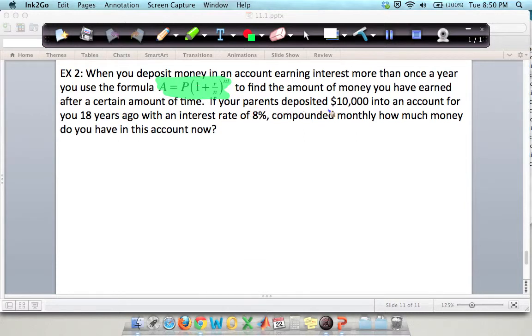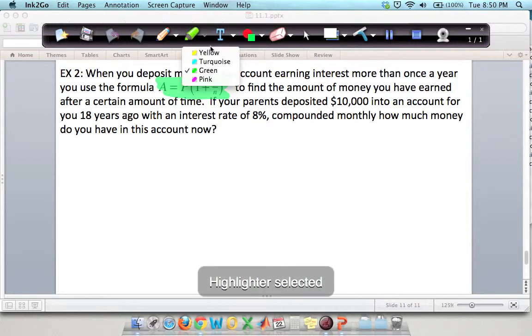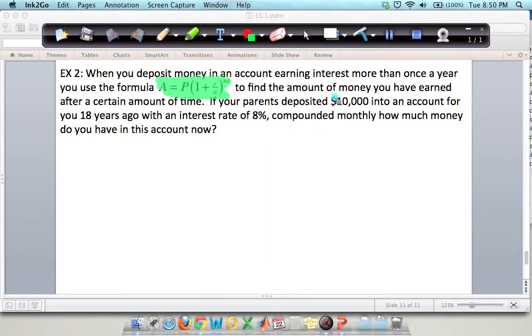If your parents deposited $10,000 into an account 18 years ago with an interest rate of 8%, compounded monthly, how much money do you have in this account now? So I'm going to highlight all these amounts. You had $10,000 18 years ago at 8% compounded monthly.